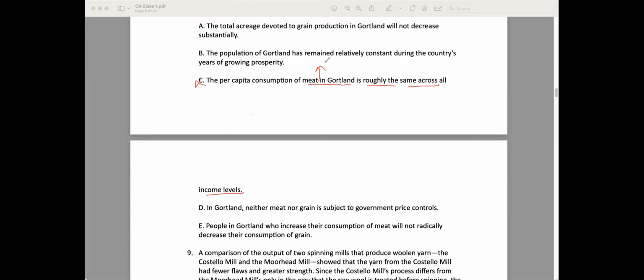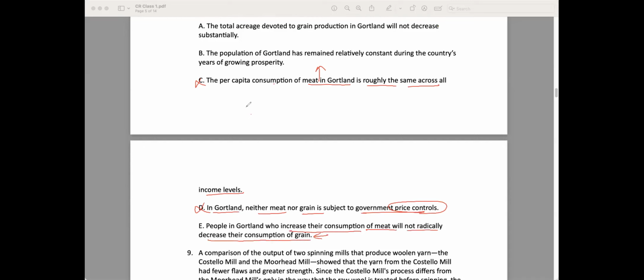No. Okay. In Goatland, neither meat nor grain is subject to government price controls. Again, price control doesn't matter. We are not talking about price. We are talking about availability and consumption, supply and demand. That's all we're talking. Option E: people in Goatland who increase their consumption of meat will not radically decrease their consumption of grain.